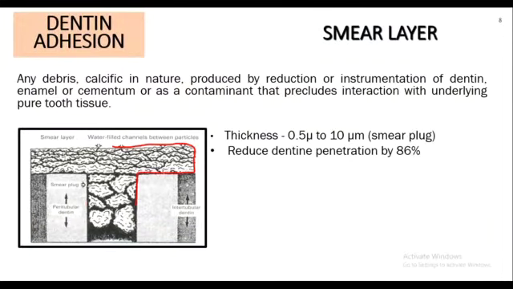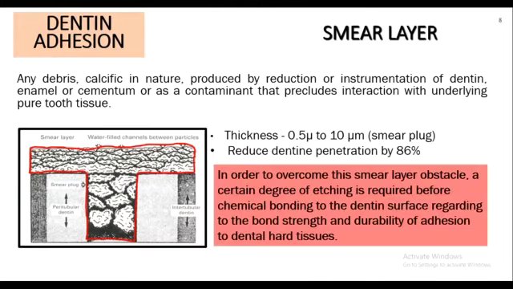So now whenever you talk about dentine adhesion, you come across something called smear layer formation. So what is a smear layer? It is any calcified debris produced by the reduction or instrumentation of dentine, enamel or cementum, or a contaminant that prevents interaction with the underlying pure tooth structure. Now the thickness of the smear layer is basically 0.5 to 10 micrometers. In order to overcome this smear layer obstacle, a certain degree of etching is required before the chemical bonding to the dentine, with regard to the bond strength and durability of adhesion to the dental hard tissue.